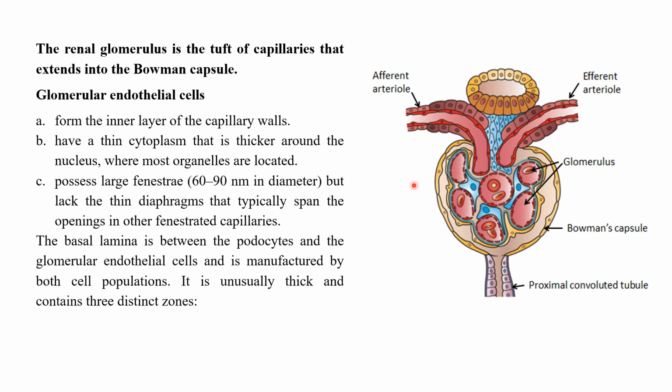So in the previous sessions we have also seen the meaning of fenestrated capillaries. That means the capillaries with holes, and the fenestrae here in the glomerular endothelium are about 60 to 90 nanometers in diameter. The basal lamina is between the podocytes and the glomerular endothelial cells and is manufactured by both cell populations. It is usually thick and contains three distinct zones.